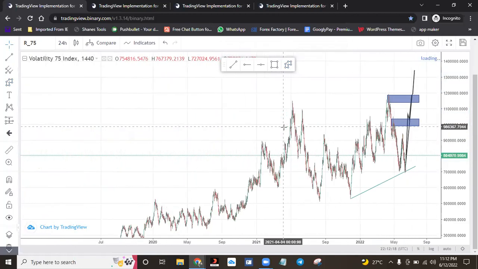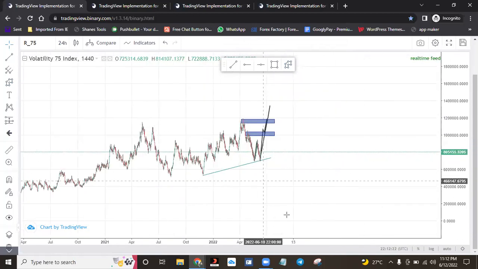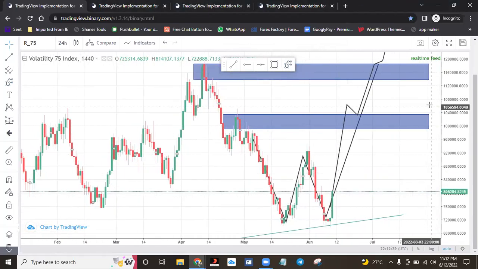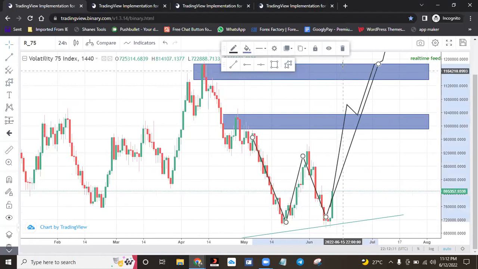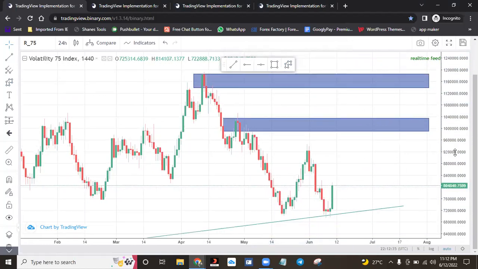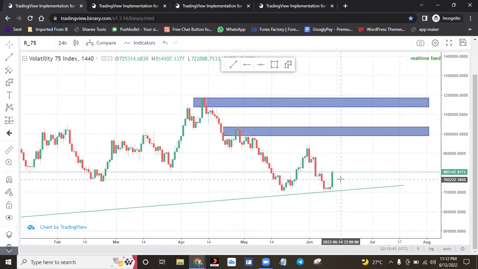Who knows? Let me see how the thing goes here. All right, so that's just that for the Volatility Index 75. So we should be expecting a strong bullish move this week, because already it has given us a good and wonderful pattern to start with the week.